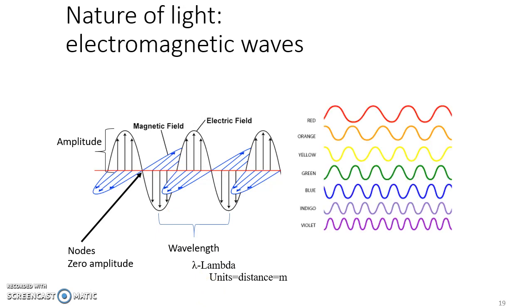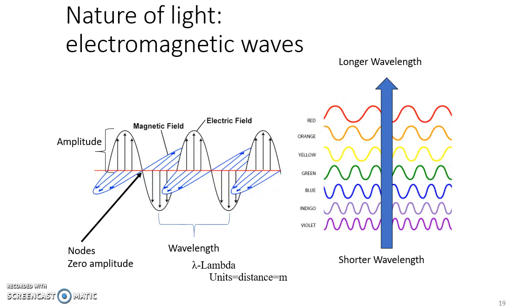The distance between two peaks will vary based on the color you have. So you can see that as we go through, red has a longer distance, and purple has a shorter distance. You can see that we have a lot more peaks in purple than we do in red. So longer wavelength, shorter wavelength. So purple has a much shorter wavelength than the red.